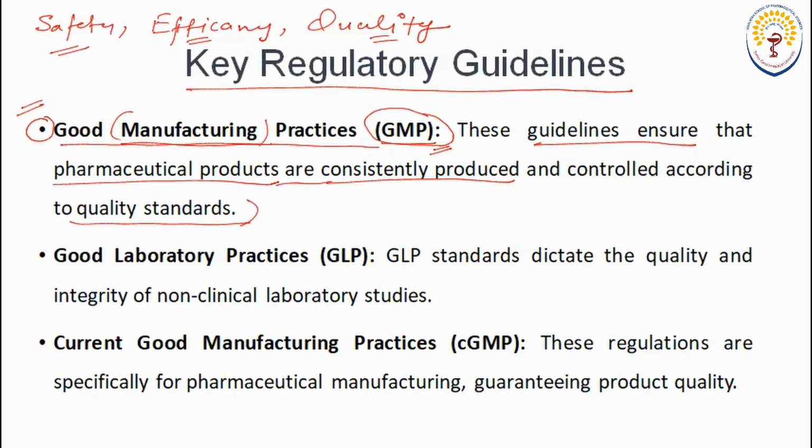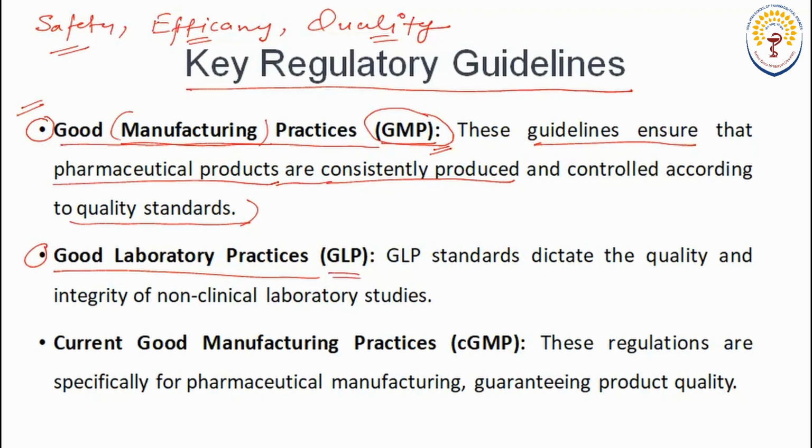GMP are nothing but simple guidelines which tell how you should be manufacturing the pharmaceutical product, and you have to follow these guidelines. And when you follow these guidelines, it will be automatically ensured that your product is of good quality. Now, the second thing is GLP.